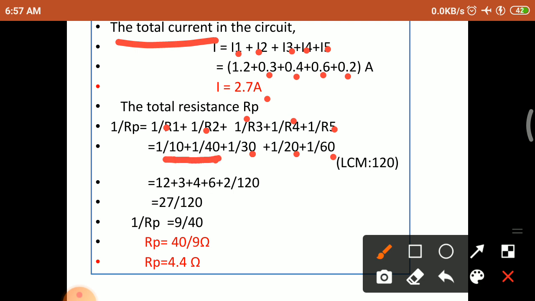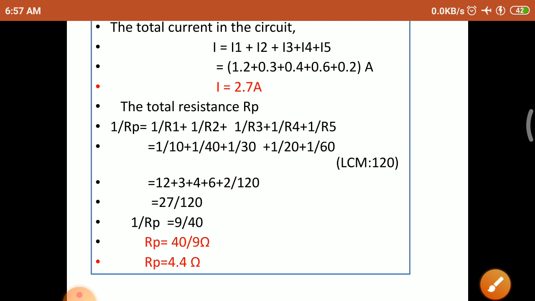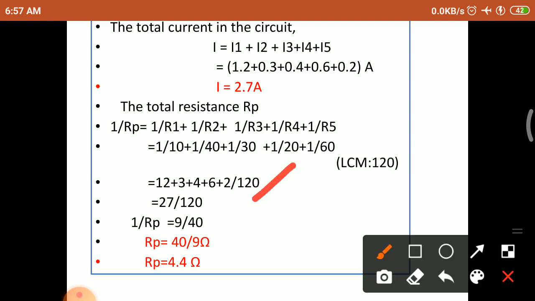If you take the LCM, the LCM is 120. So I calculated the LCM. Then I got 12 plus 3 plus 4 plus 6 plus 2 by 120. If you add 12 plus 3 plus 4 plus 6 plus 2, you get 27 by 120. If I simplify, 9 threes are 27 and 40 threes are 120. So 1 by Rp equal to 9 by 40. Rp equal to, it is a reciprocal, so 40 by 9.